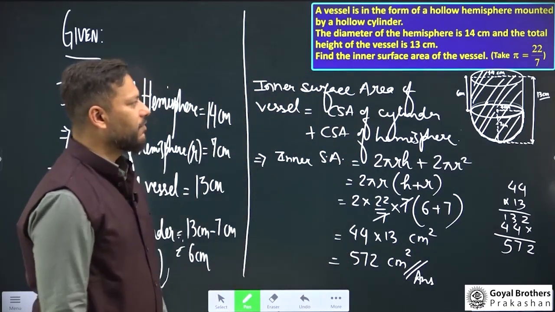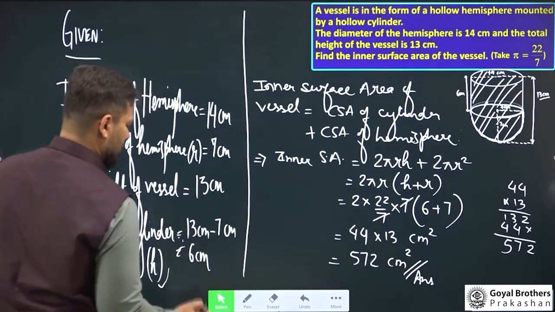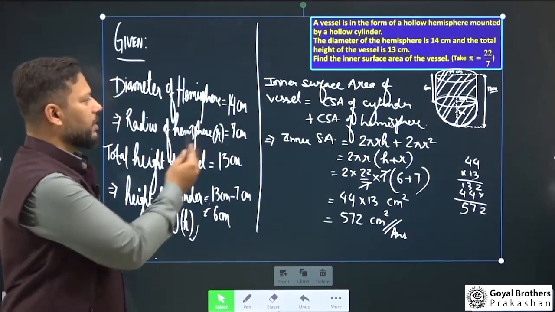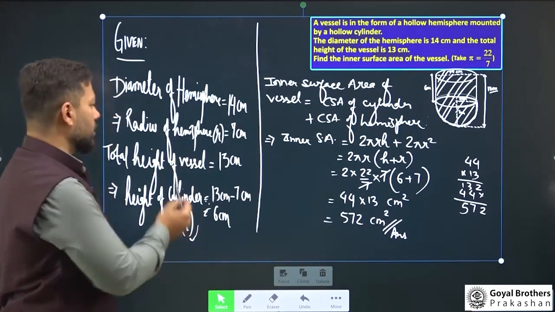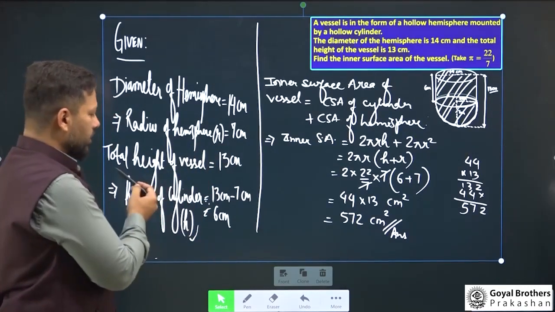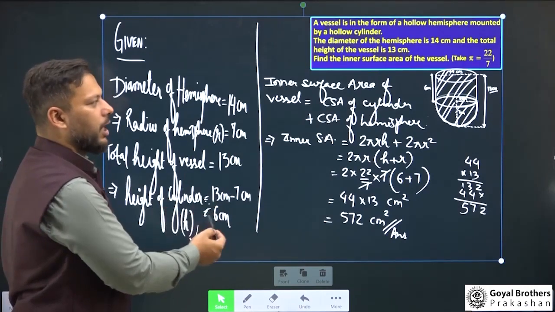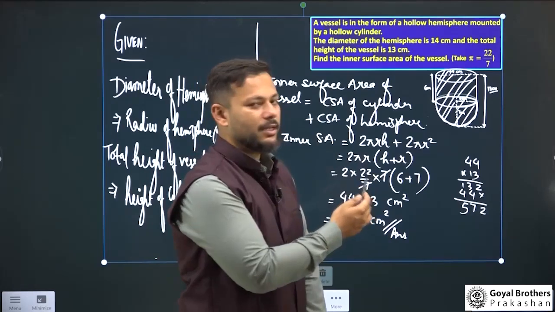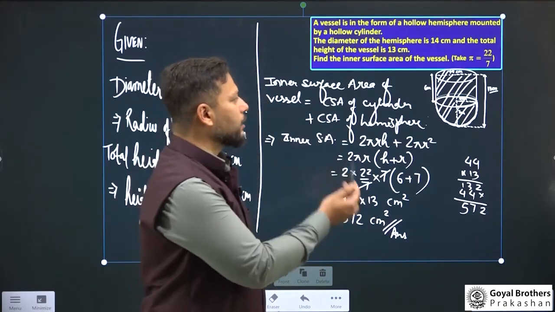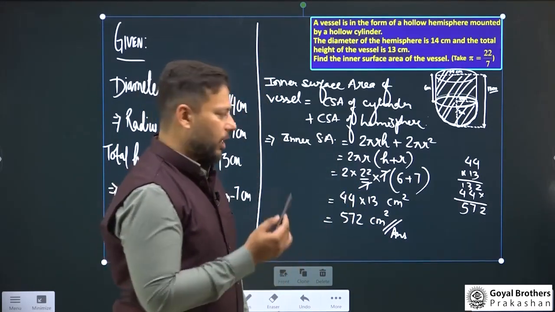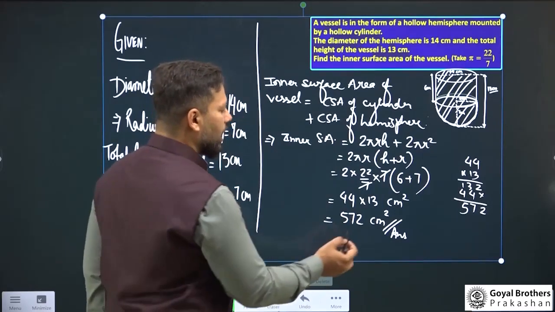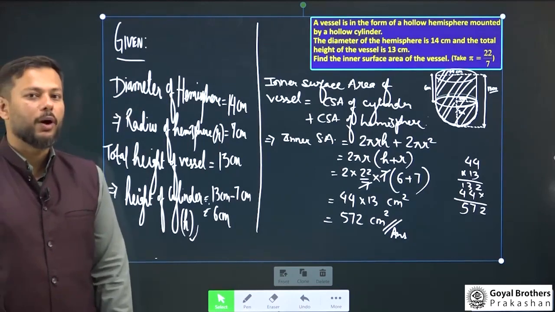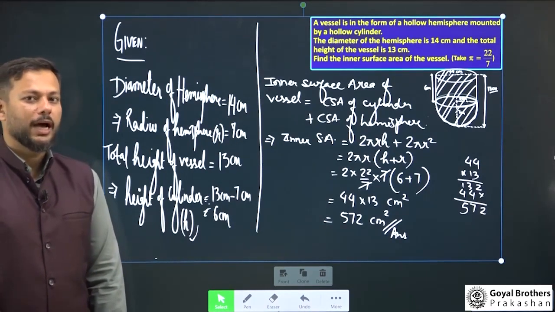So look, what have we done? We just found out the diameter of the hemisphere as 14 centimeter. We found out the radius. We got the height of the vessel. So we found the height of the cylinder, and then we used the CSA of cylinder and CSA of hemisphere to get the total inner surface area. So the inner surface area which we got is 572 centimeters square. So this is the required solution for this problem. I hope it is clear.